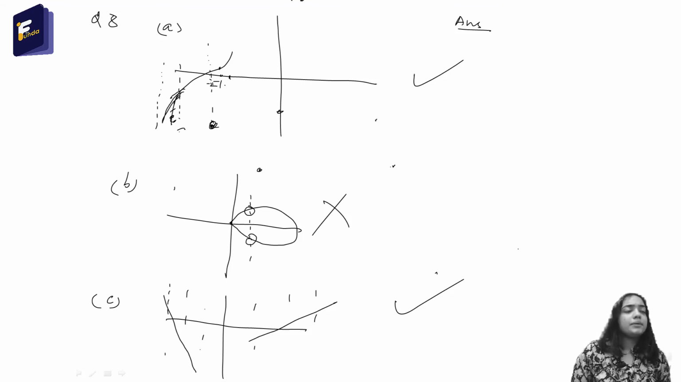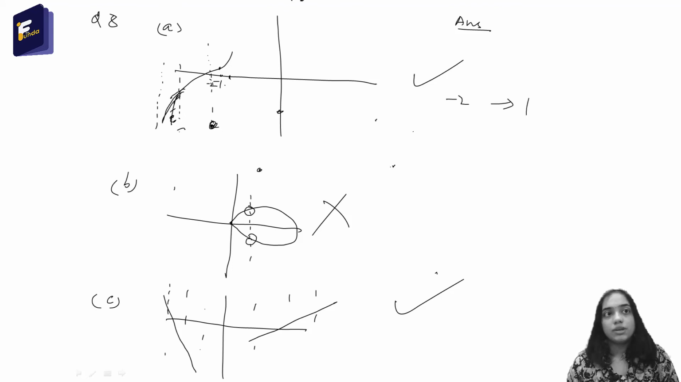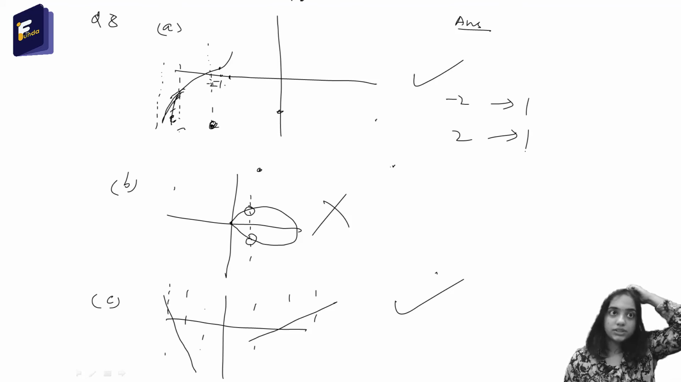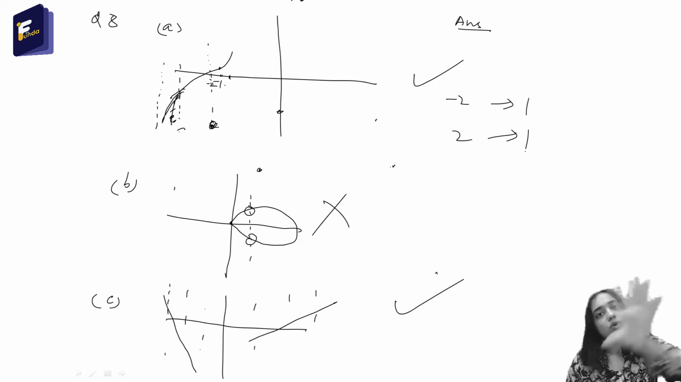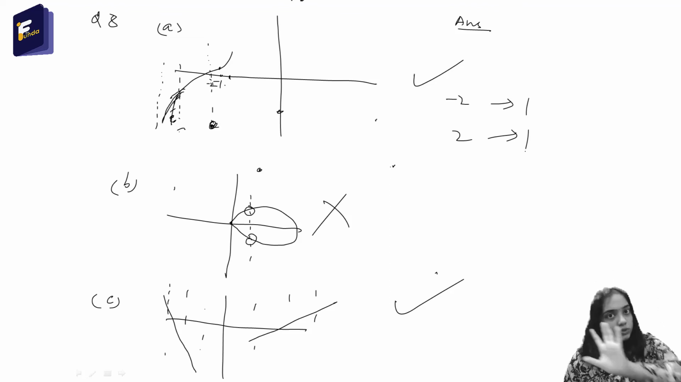For that, see, suppose a function, for two different inputs, gives the same output. Suppose for -2 it gives 1, and for 2 also it gives 1. This can be possible because this is a function: for two inputs it can give one output, but for one input it cannot give two outputs. That is the definition. So it can be a case that -2 gives 1 and 2 also gives 1.